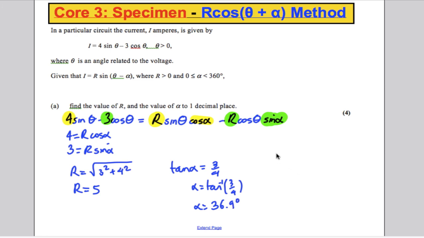So therefore, you found your r and your alpha. This is in the form 5 sine theta subtract 36.9 degrees.